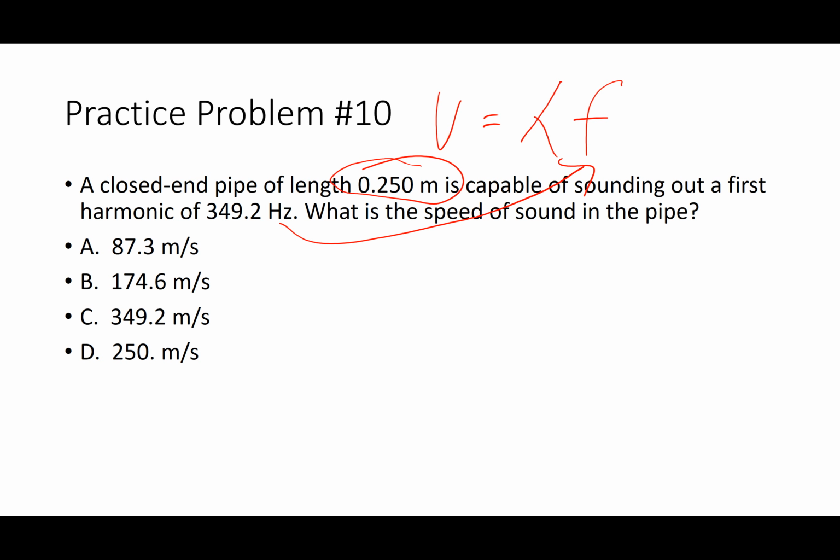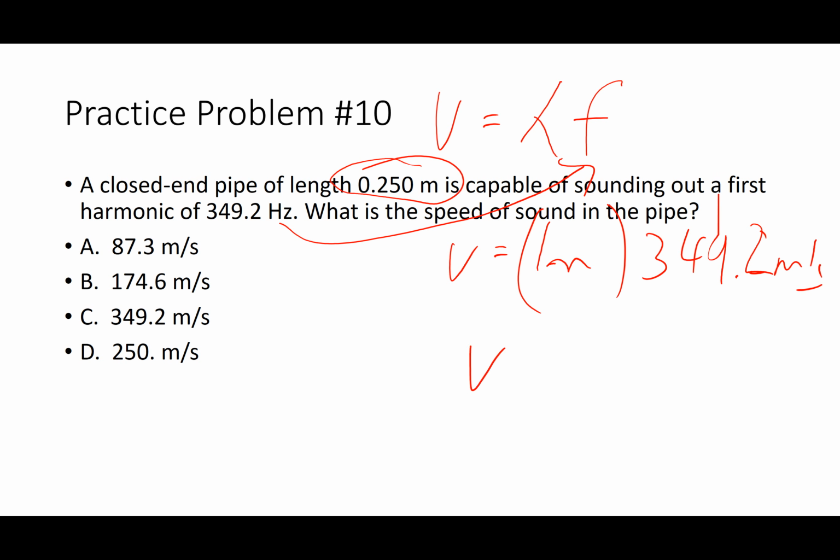So this is the length of our first harmonic, which is 1/4 of an actual wavelength. So we need to multiply 0.250 times 4, and we end up with 1 as our wavelength. So our speed is going to be equal to 1 meter of wavelength times our frequency of 349.2, giving us a speed of 349.2 meters per second. Again, remember the first harmonic is 1/4 of a loop. So to find that wavelength, we need to multiply that 0.250 times 4 to get the wavelength of the actual wave.